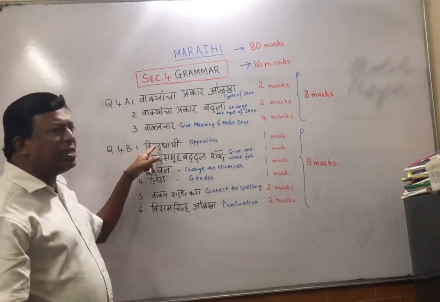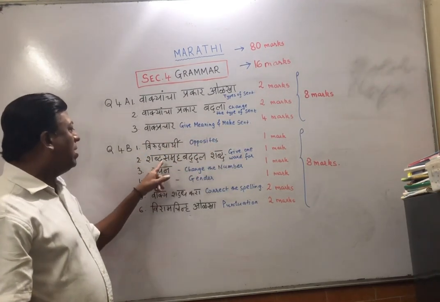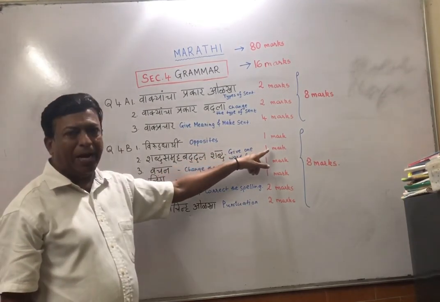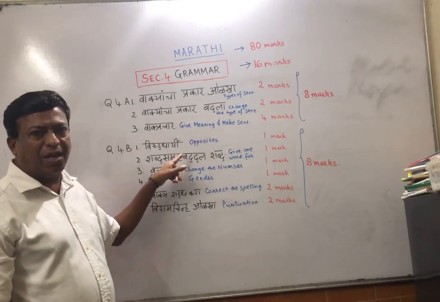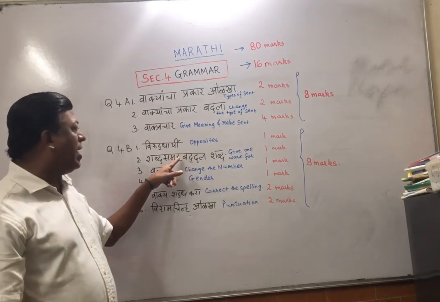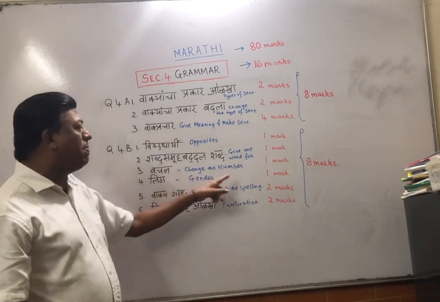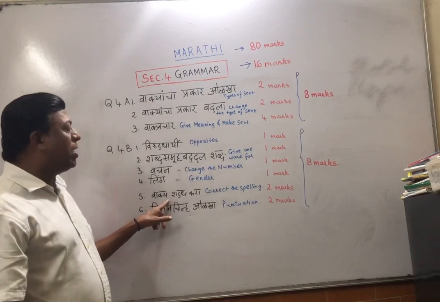Now here, all this you have to study. Virudharthi, opposite, 1 mark. Shabda Samubadal Shabda, give one word for, 1 mark. For example, Kavita Karnara, Kavi. Deshache Rakshan Karnara, Sainik. Vatsan Badla, 1 mark. Ling Badla, 1 mark. So that is 4. And then 4, Vakya Shuddha Kara.